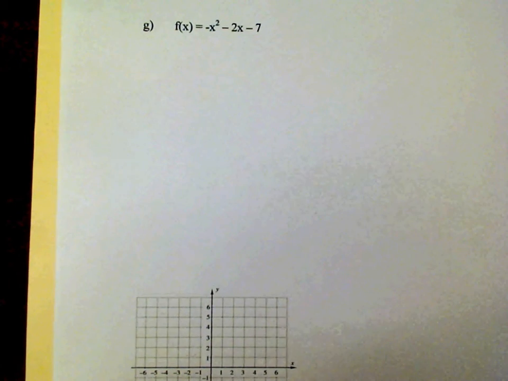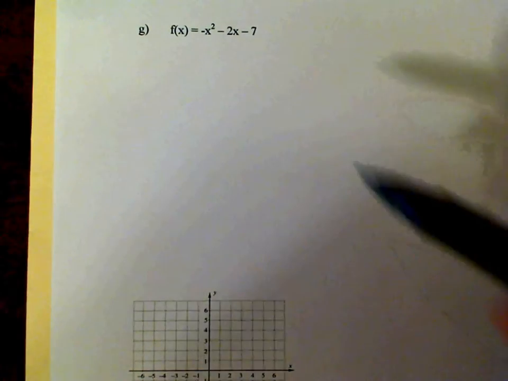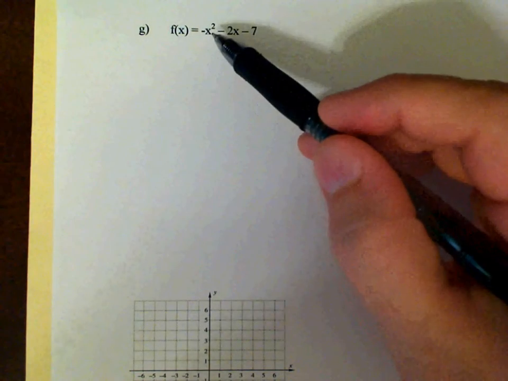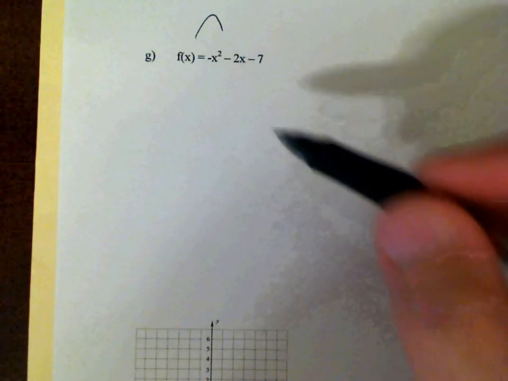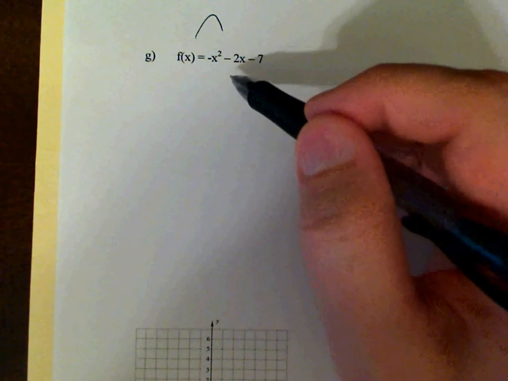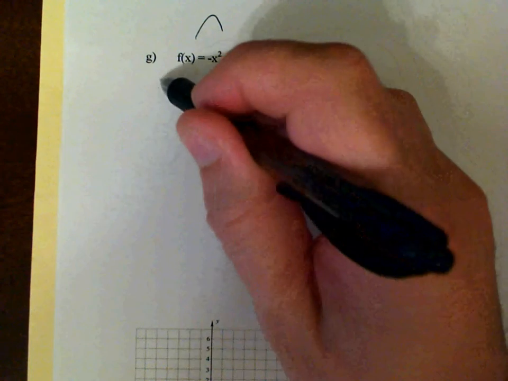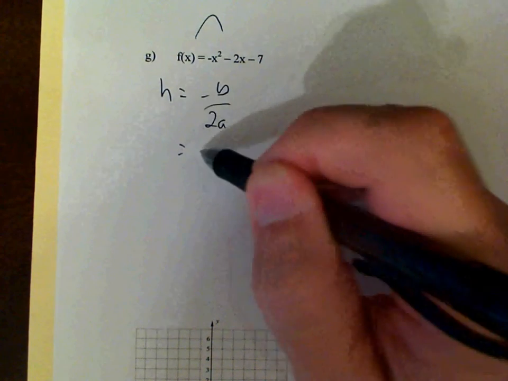Now let's do E part. This one may get a little messy. Let's hope not. First thing I noticed is that the x squared term is a negative, which tells me that it opens downward. It's the first thing. And now, since it's not in the x minus h squared plus k form, I'm going to use a vertex formula. I'm going to use h equals negative b over 2a. So you can write it like this.